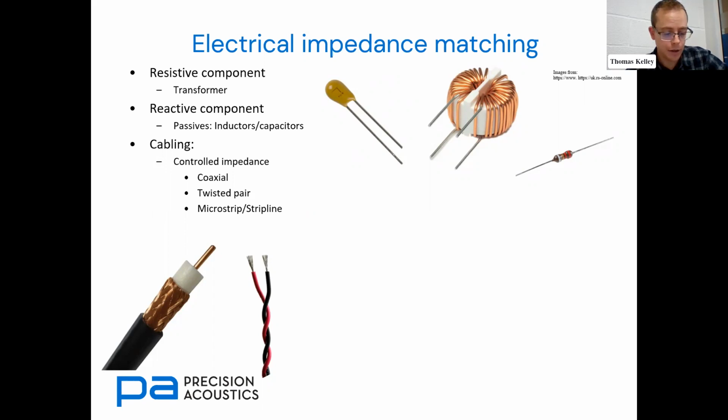To that end, you can perform electrical impedance matching using passive components, inductors or capacitors, to correct for any reactance in the transducer, or you could use transformers to adjust the resistance in addition to any passive components. Being a frequency dependent property, the impedance cannot be tuned to a perfect match at all frequencies at any one time. And that's a key point to remember.